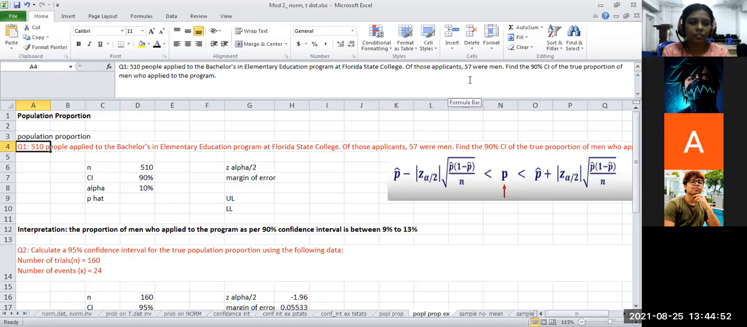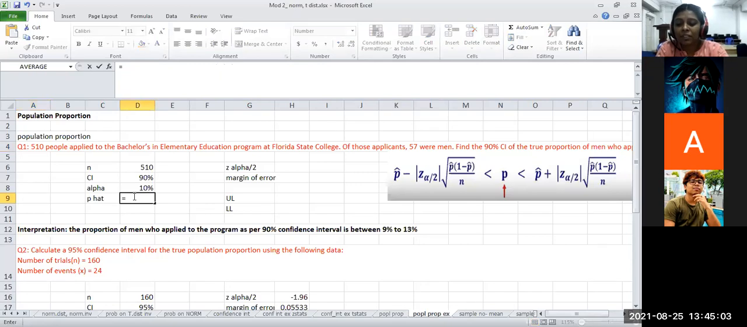Can we calculate the percentage? That means 57 divided by 510 into 100. So 57 by 510, we can multiply by 100 and we get the percentage. Since we write in decimal places, I am just leaving it as 57 by 510. So this value which you get becomes your p hat value. Okay. So 57 by 510 you have to do to calculate your sample proportion, which is your p hat.